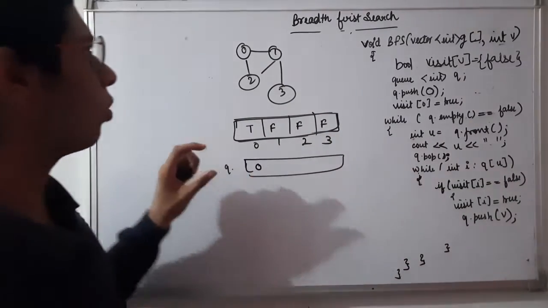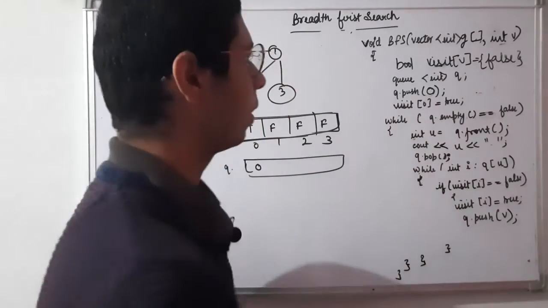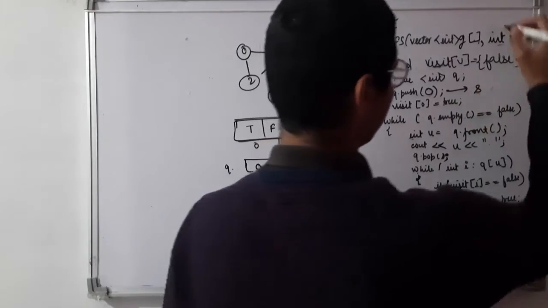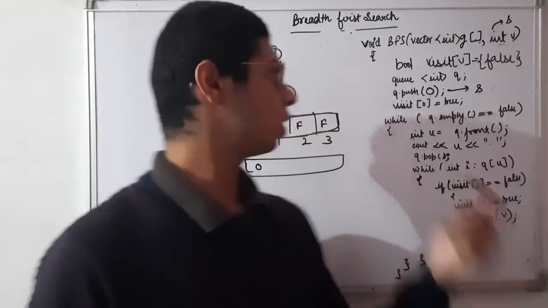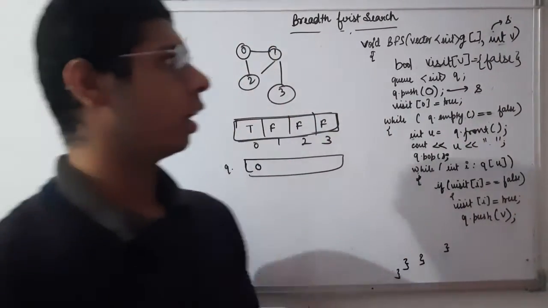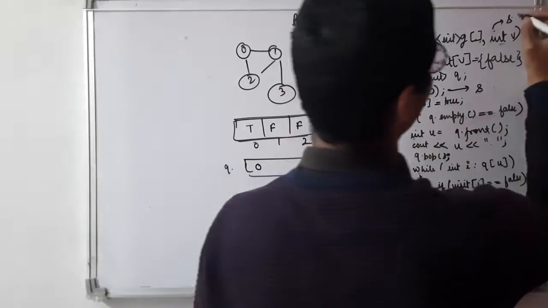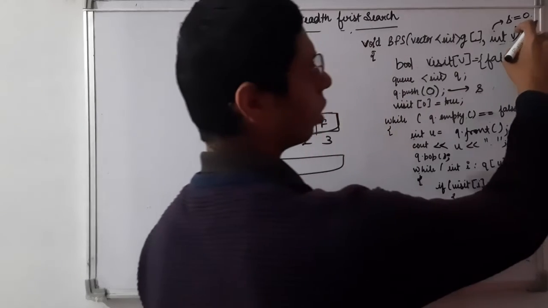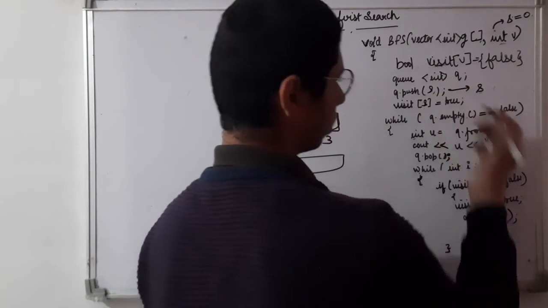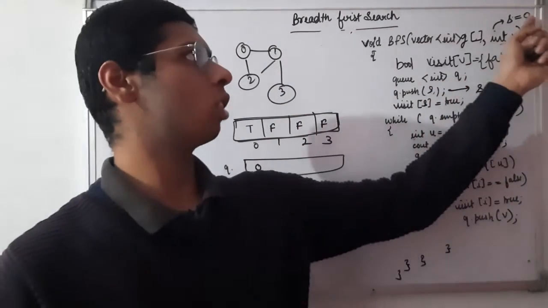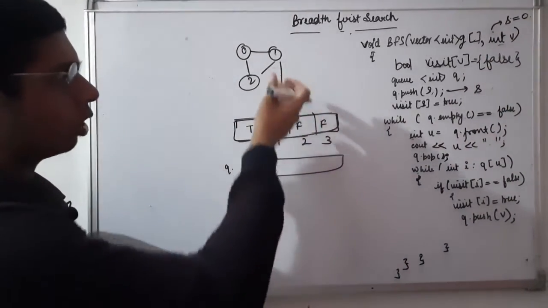You may be asking whether we can do a traversal from 3 or 1. Yes, you can do a traversal from any point. This is the source element, and it is provided from the input. You can take 3, 1, 2, any of them. But for the basic understanding, I take 0. So suppose source equals 0. The value of source is given from the input side.